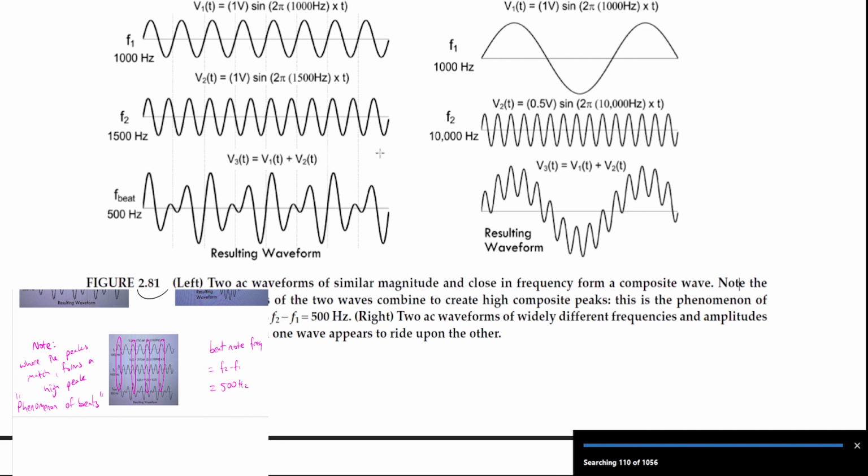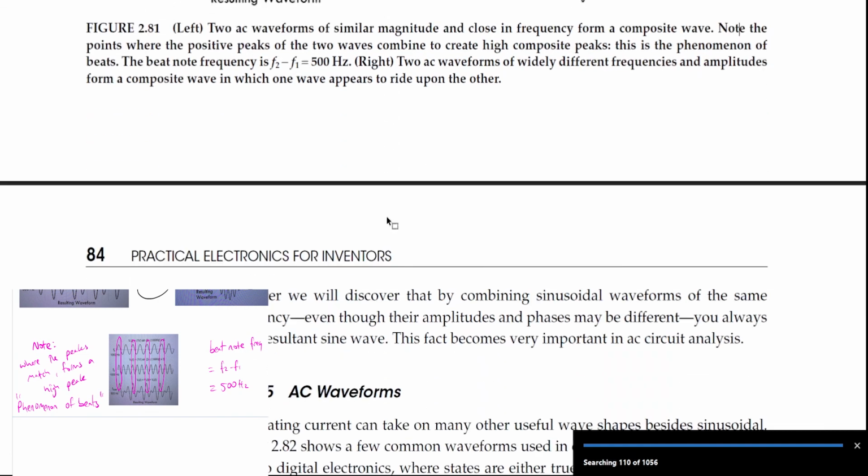Don't get that. Okay. So on the right, you've got two AC waveforms of widely different frequencies that form a composite wave in which one wave appears to ride upon the other. Yeah. The 10,000 hertz wave is riding on the 1000 hertz.